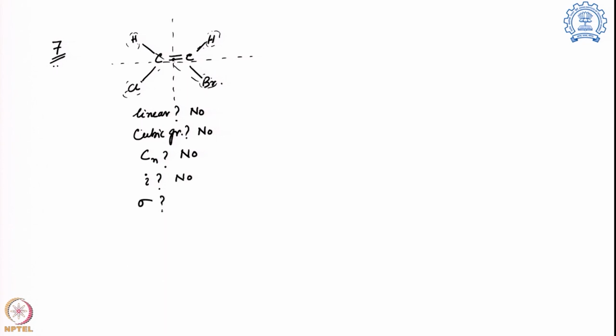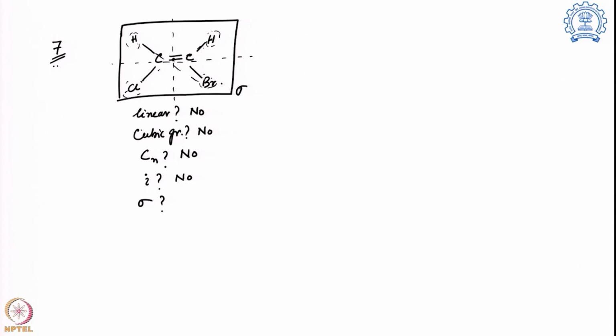Does it have a sigma plane? So that sigma plane is the plane of the molecule, because this is a planar molecule, an alkene molecule, and this molecule is actually planar, and that contains all the atoms in its place. So if you do a mirror image, all of them actually mirror onto each other's original position. So that is why it contains a sigma plane.